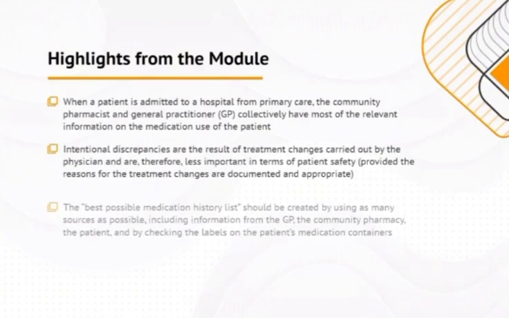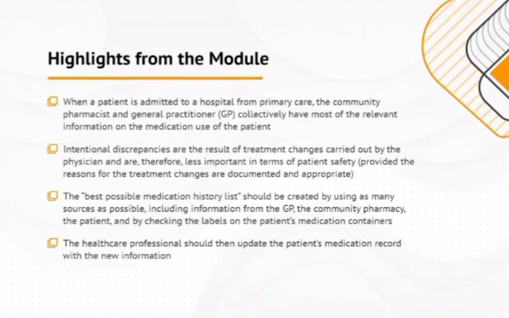Highlights from the module. When a patient is admitted to a hospital from primary care, the community pharmacist and general practitioner, GP, collectively have most of the relevant information on the medication use of the patient. Intentional discrepancies are the result of treatment changes carried out by the physician and are, therefore, less important in terms of patient safety, provided the reasons for the treatment changes are documented and appropriate.